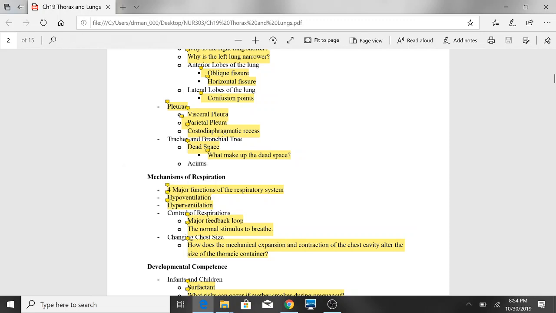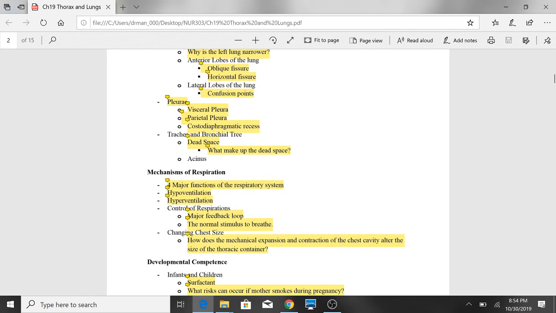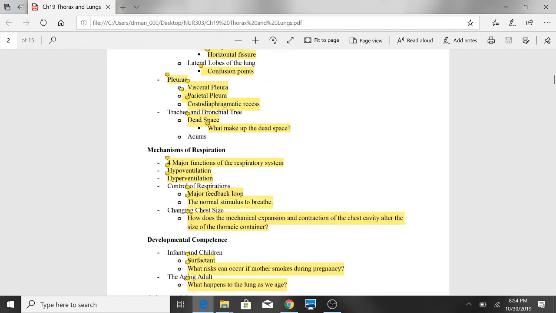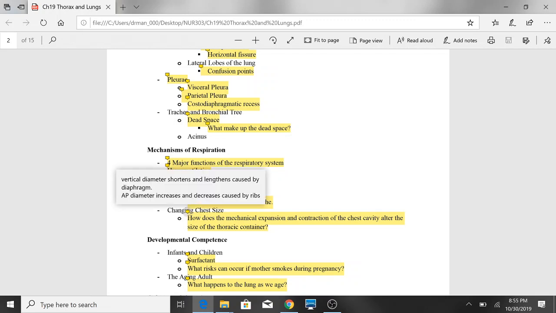Then you have a controlled respiration, like a major feedback loop. The humoral regulations, like changing CO2 and O2 levels. Then you have the normal stimulus to breathe, which is basically getting rid of O2. And you got changing chest size. How does the mechanical expansion and contraction of chest cavity alter the size of the thoracic container? 2 ways. The vertical diameter shortens and lengthens, which is caused by the diaphragm. And the AP, anterior posterior diameter increases and decreases, caused by the ribs.